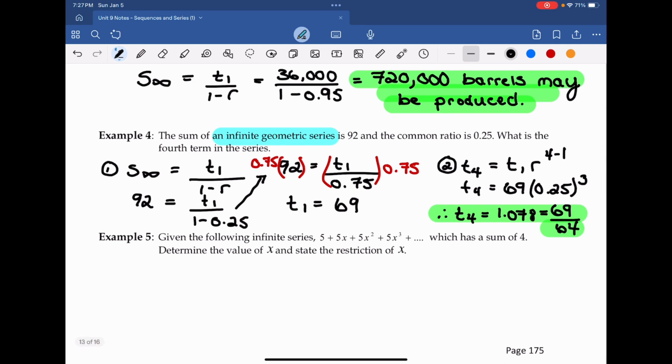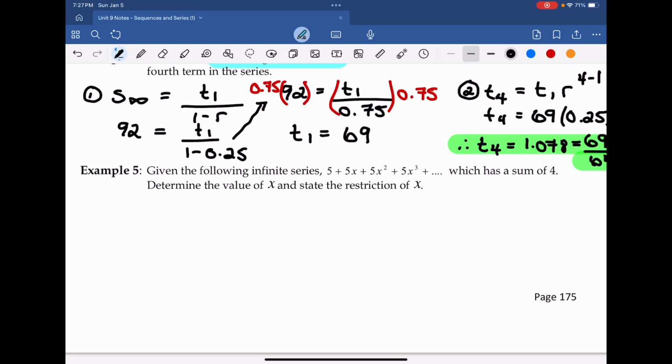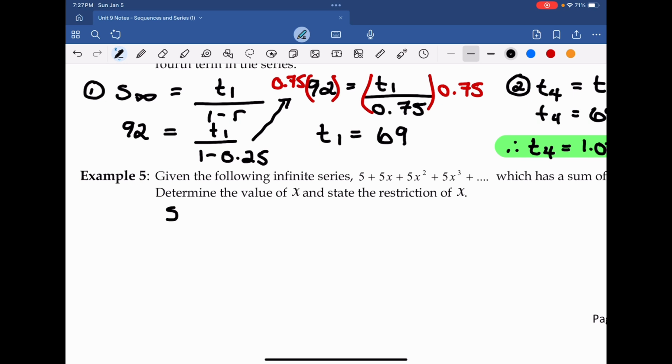Now, example number 5. We have an infinite series: 5 plus 5x plus 5x squared plus 5x cubed. You can clearly see that the pattern is that we're multiplying by another x every time we go up, and it says it has a sum of 4. So when we add up this infinite series, we can write S infinity is equal to 4. The other piece of information is that the first term in this series is 5, and the R value is equal to x. Every time we go to the next term, we're multiplying by another x, because to go from x to x squared to x cubed, you're just adding another x, and by the product rule, x times x will add another x.